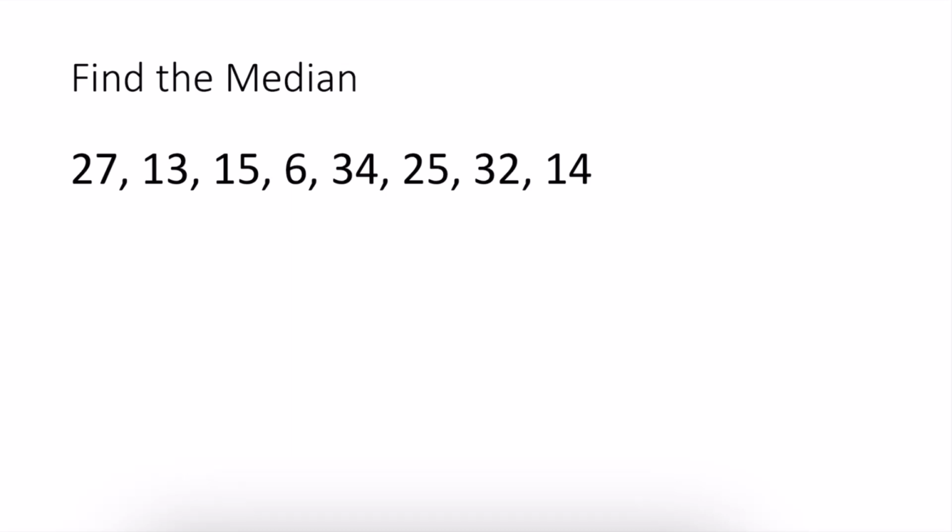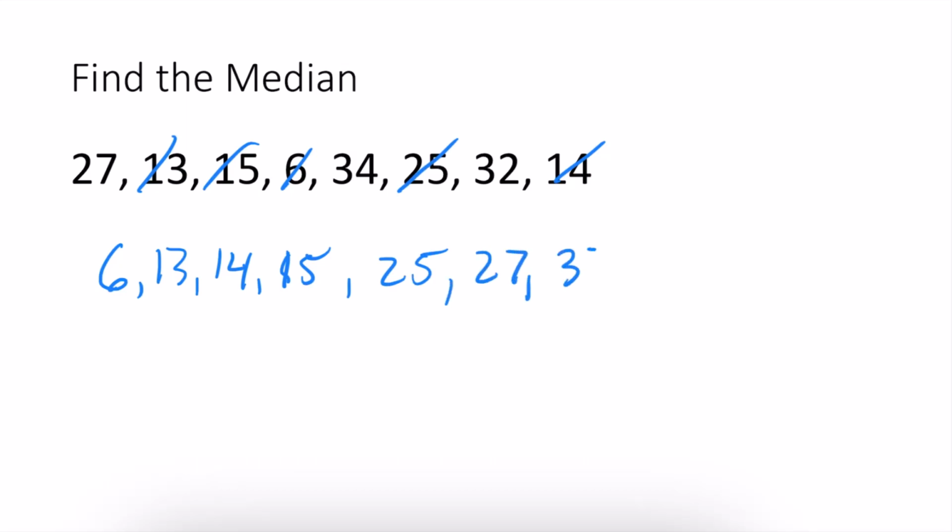Okay, so on this one, I'm going to start off by listing my numbers in order. So I have a 6, and then a 13, a 14, and a 15. I'll cross those off. My next smallest number is a 25, then a 27, a 32, and a 34.